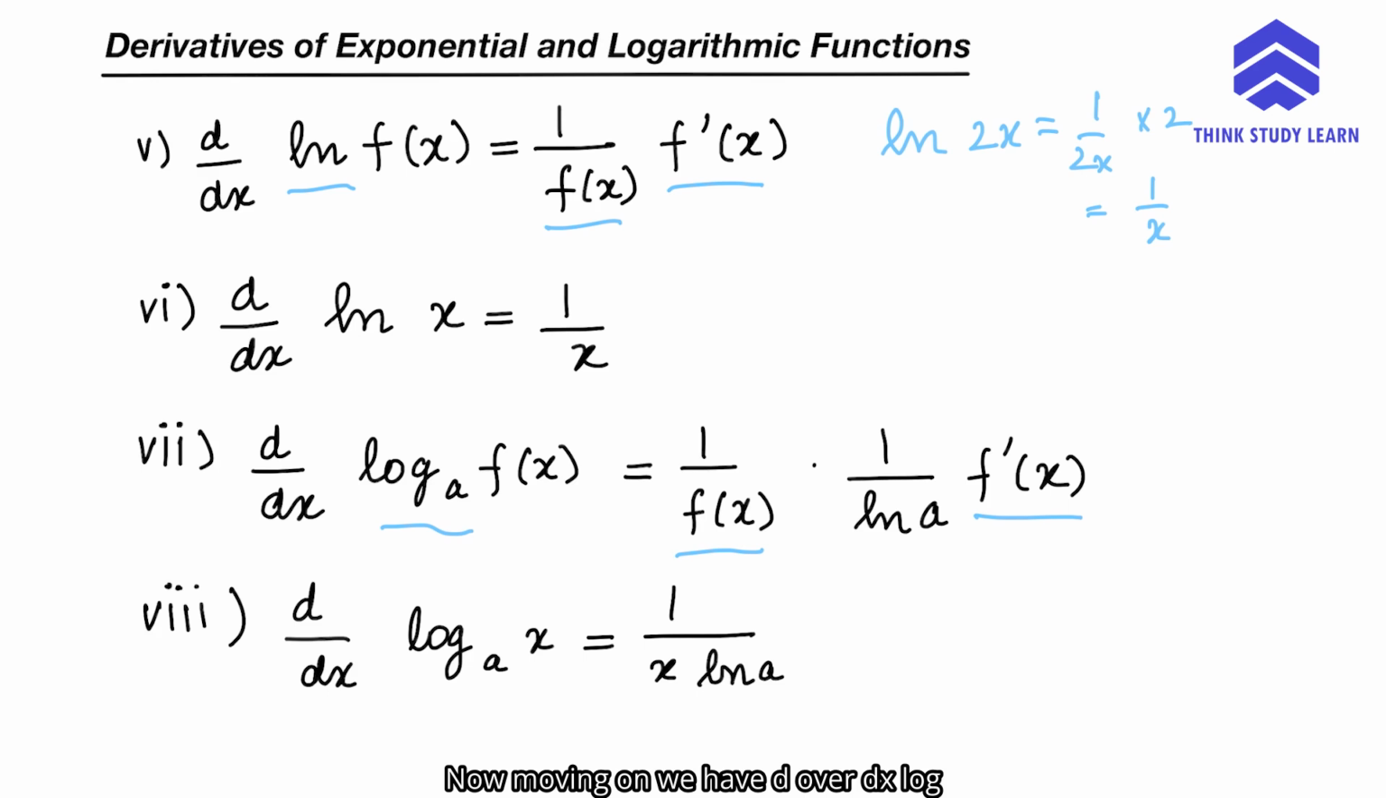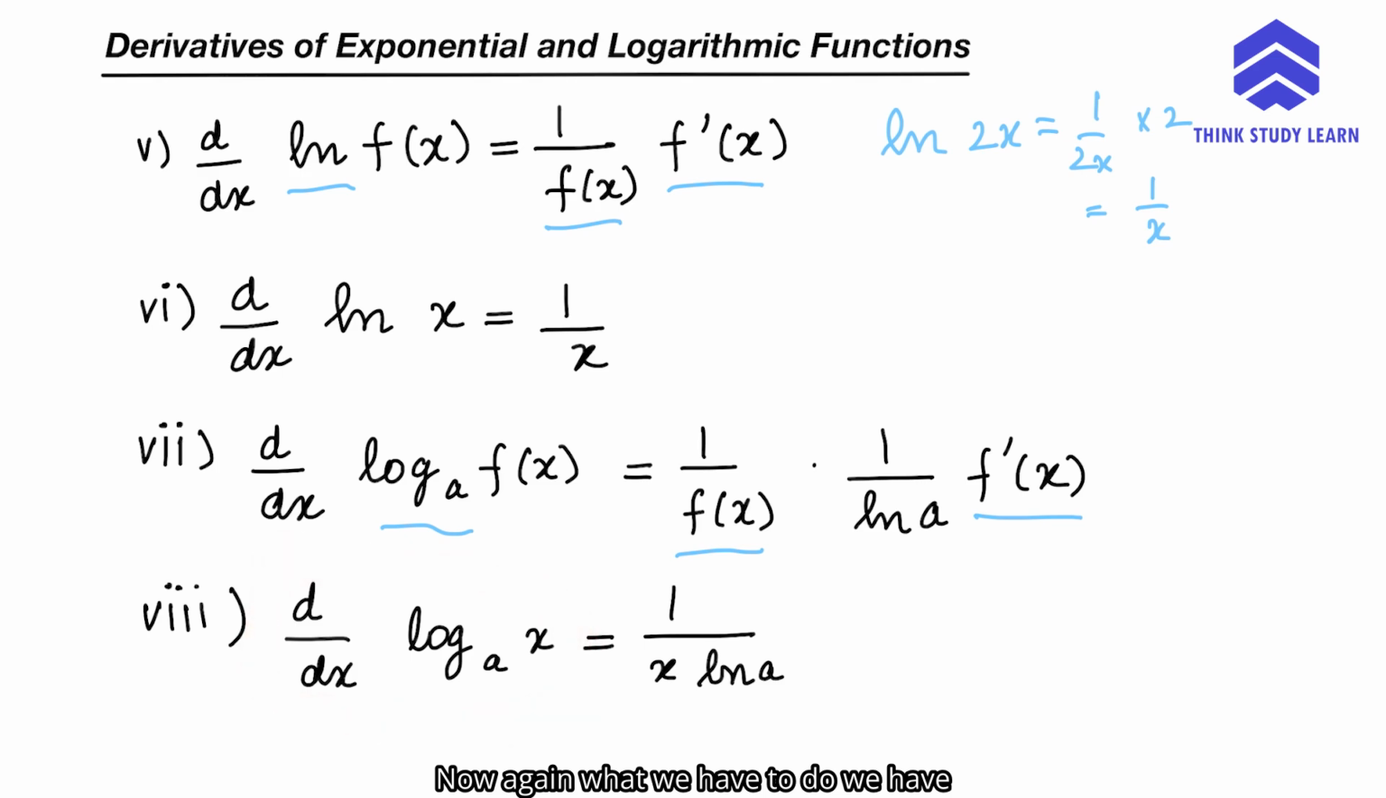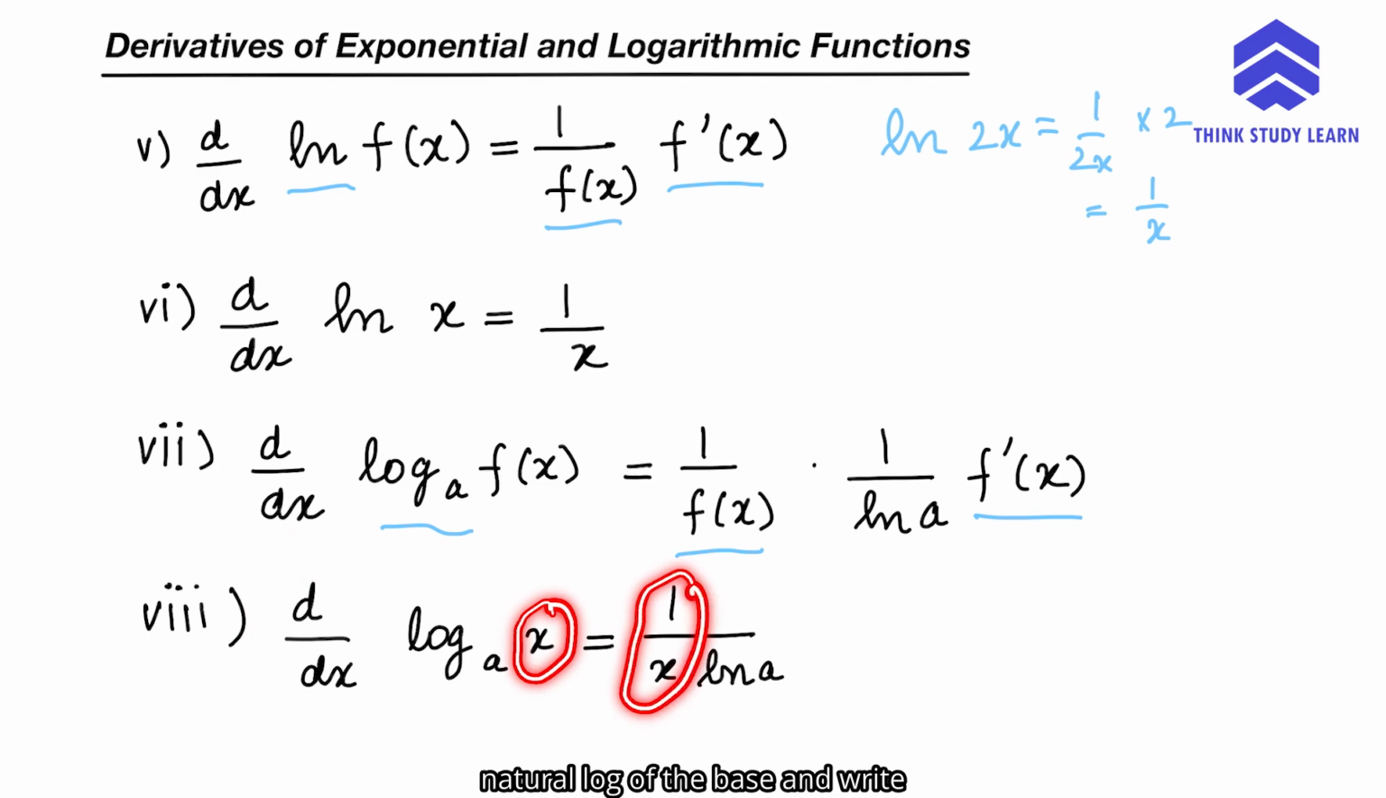Now moving on, we have d over dx log base a x. Now again what we have to do, we have to write this particular function in the denominator, and that is 1 over x, and then we have to take the natural log of the base and write it in the denominator as well. So we'll write ln of a and write it in the denominator to have our final answer.